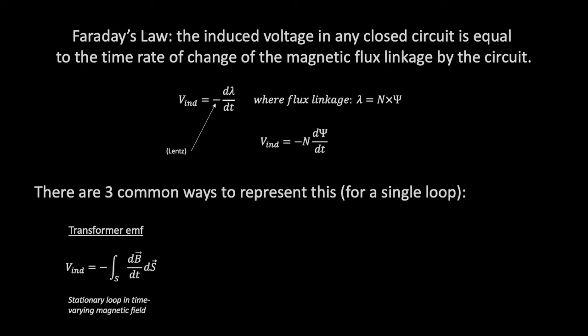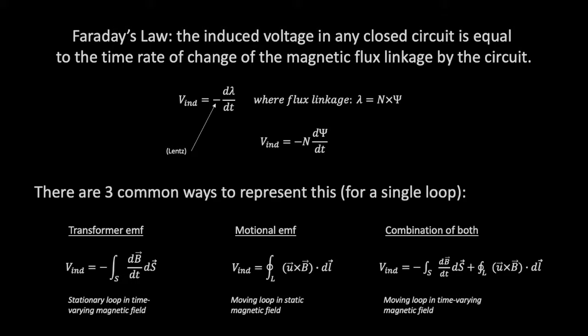Transformer EMF is the case where the magnetic field varies with time, while the circuit remains stationary. Motional EMF is the case where the circuit is moving with respect to a static magnetic field. And the combination of these ideas is the case where a moving circuit is exposed to a magnetic field that is also changing with time.